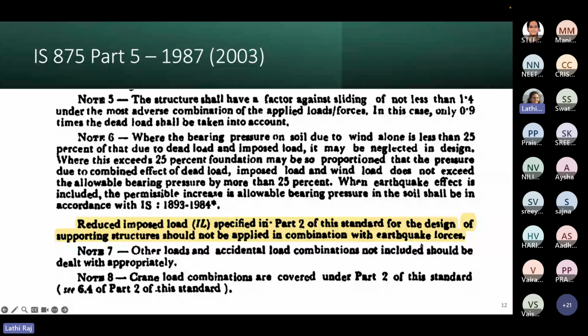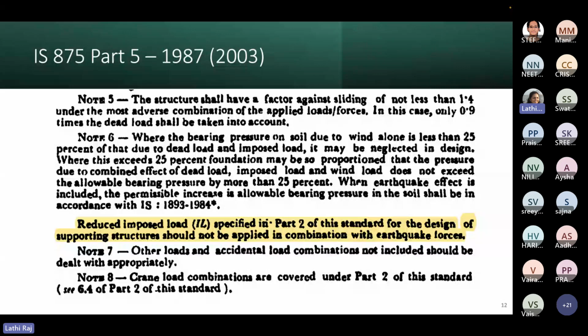So they talk about a reduction in imposed load while designing the supporting structure. What is the supporting structure of a floor? This imposed load comes where? Anybody? Live load comes on where, in any building? On the floor. Excellent. On the floor. Okay, so it is coming on the floor only. So the floor is supported finally by the columns. Okay, so that is what it says.